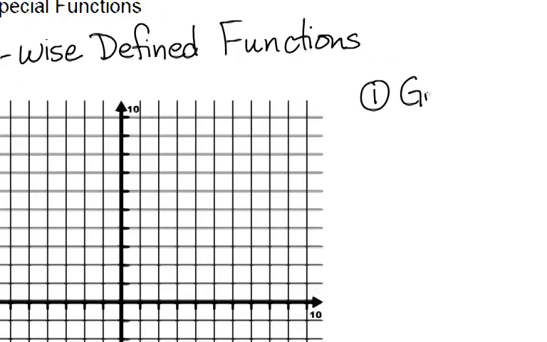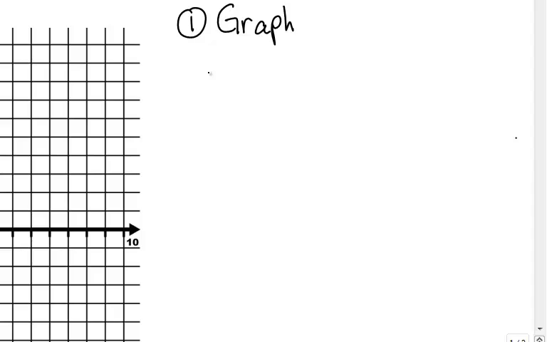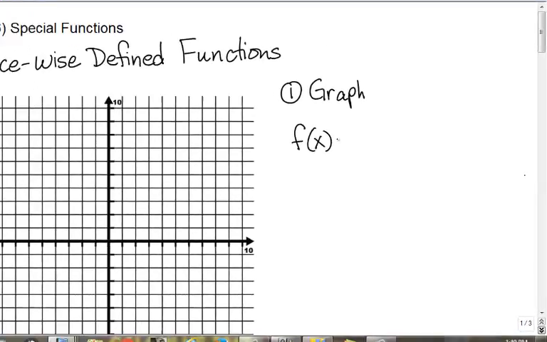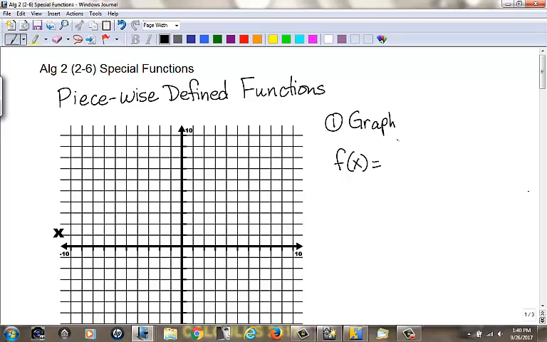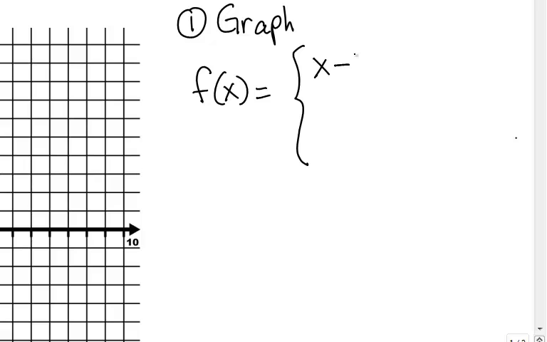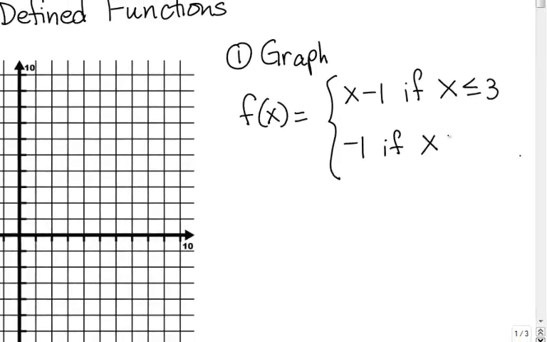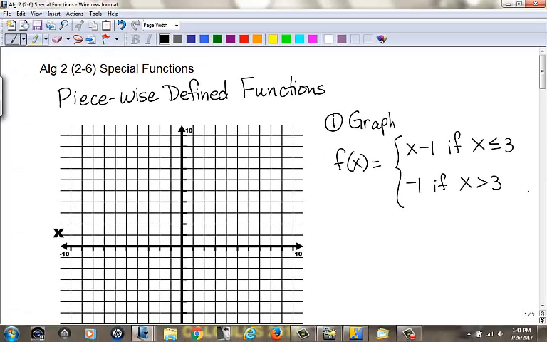Okay, they will ask you to graph f of x, and remember that's the same thing as y, and they will usually use a little brace here, and they'll give you 2 or 3 things over here. So the first thing we're going to graph is y equals x minus 1 if x is less than or equal to 3. Then we're going to graph y equals negative 1 if x is greater than 3. Okay, so you do this one first and graph that.